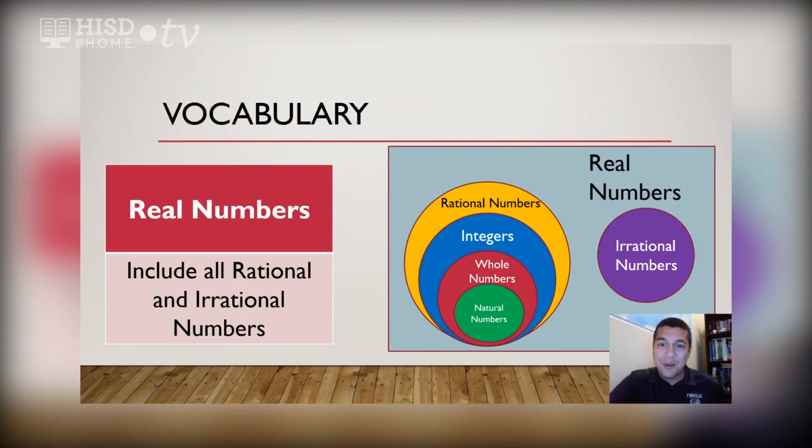The last vocabulary word is our real numbers, and this is just the big family that includes all the rational numbers and all the irrational numbers. With this, we finish our vocabulary introduction.